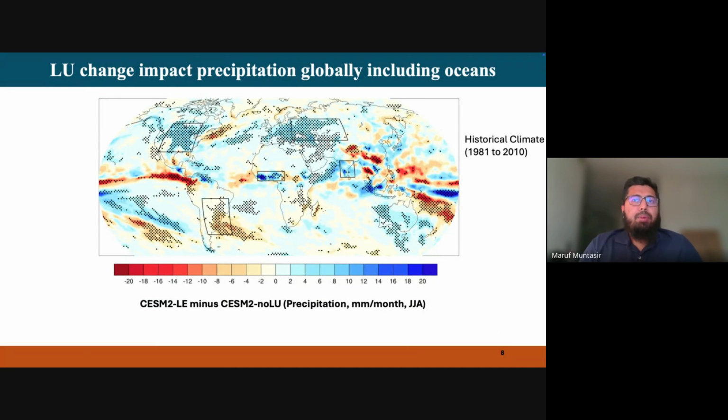And this figure is the same as the previous figure. Here we just add the ocean precipitation. We see that LU also influences global precipitation patterns, including the oceans. If we look at South America region, which is the bottom box, we can see that it is very evident land use change affects the oceans also. It propagates through the oceans. Next slide, please.